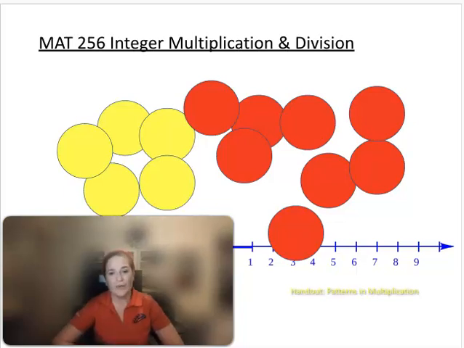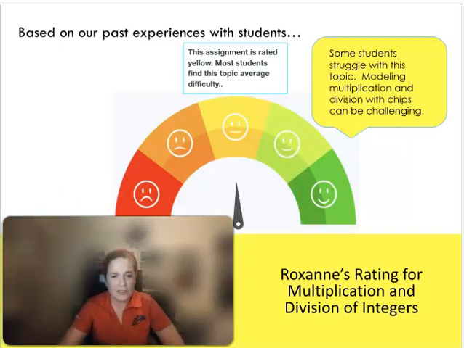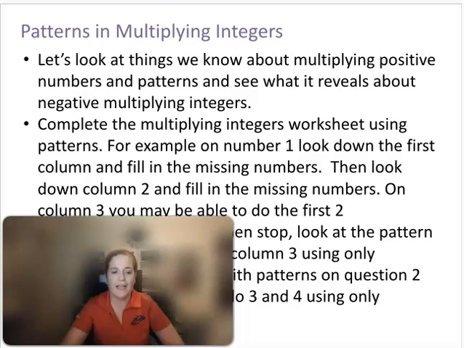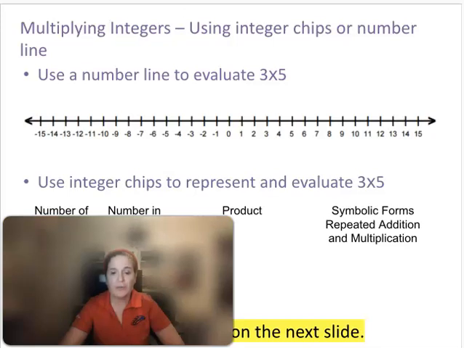The second day of the week, we're going to do integer multiplication and division. And again, I've rated this yellow, so it's a yellow week, kind of average, but it can be challenging depending on your background. So when we do multiplication and division, we're going to look for patterns in multiplying and dividing, and we're going to make a strong connection between multiplication and division, which is what we're going to do with addition and subtraction as well. So we will show it on a number line. We will talk about integer chips again. So the same models that we use in addition and subtraction, we're going to use in multiplication and division.